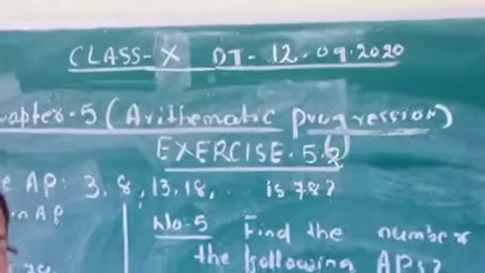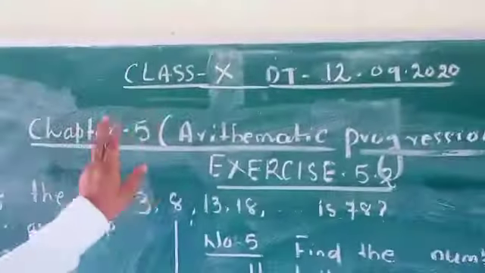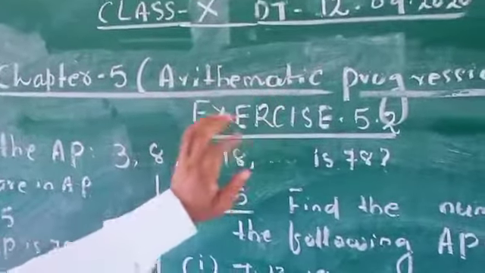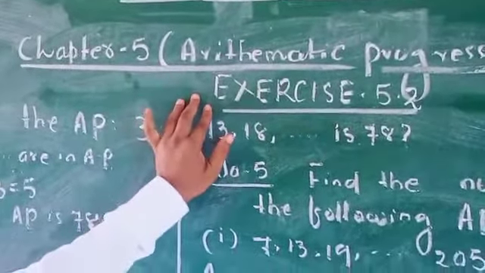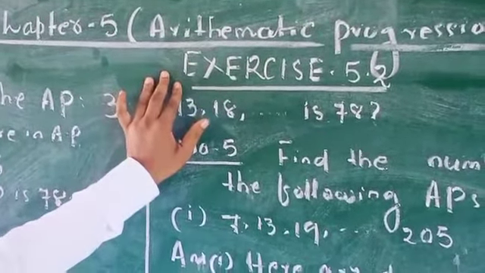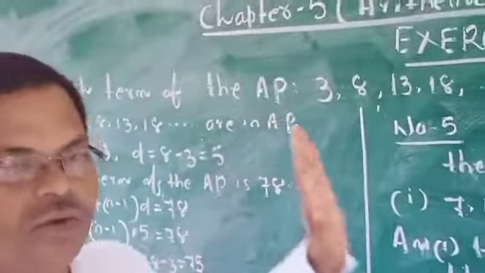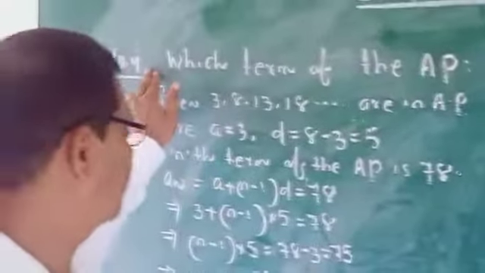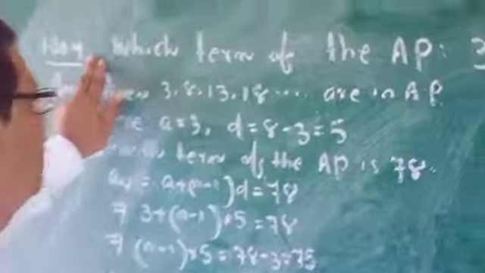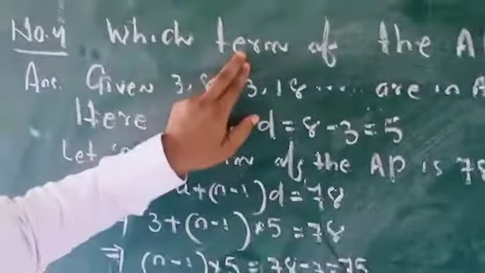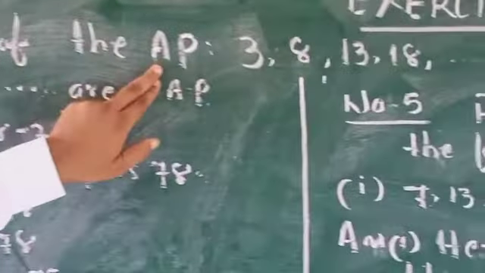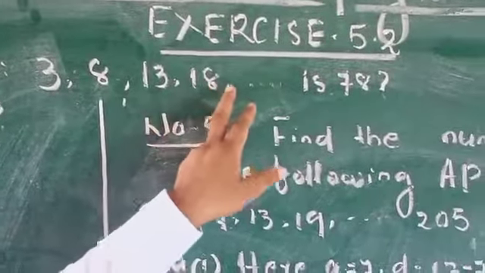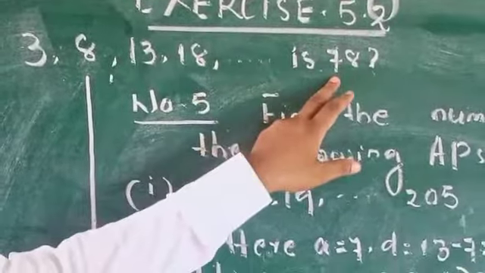Good morning children. Class 10, we are continuing chapter 5, that is arithmetic progression, and exercise 5.2. We have already solved questions up to number 3, and today we have to start question number 4. So what is the question given? You see here, which term of the AP 3, 8, 13, 18, is 78.